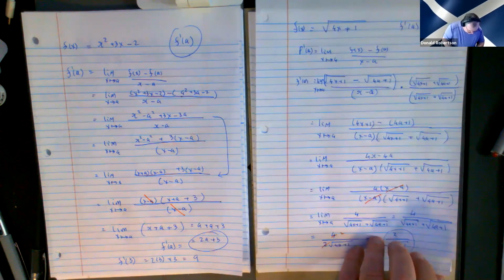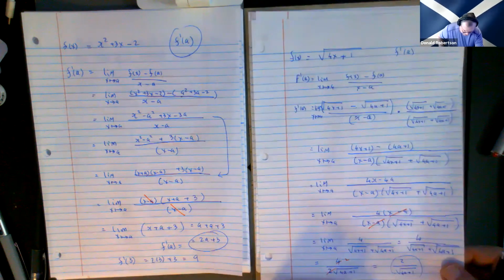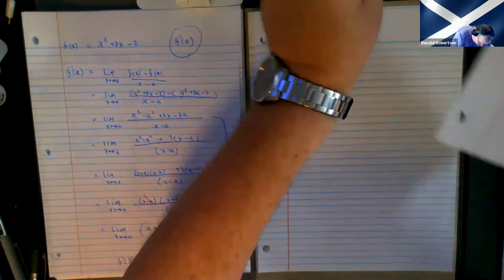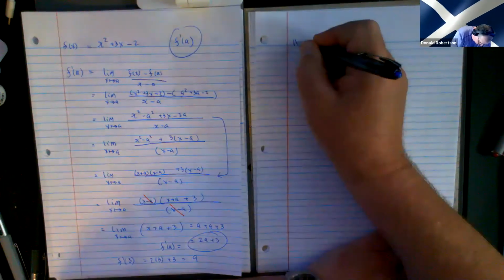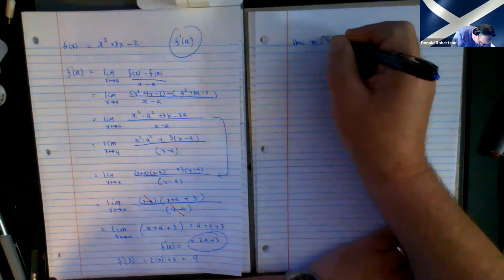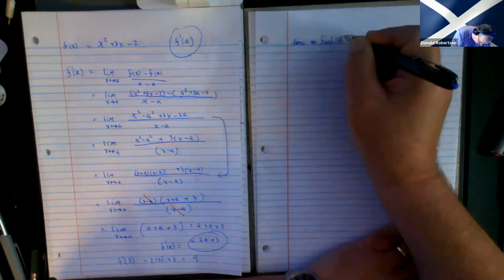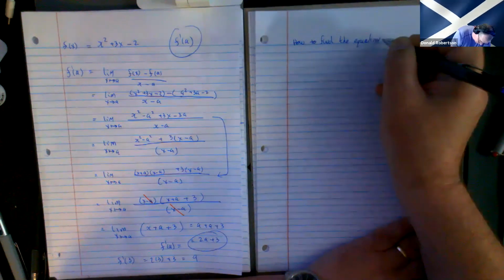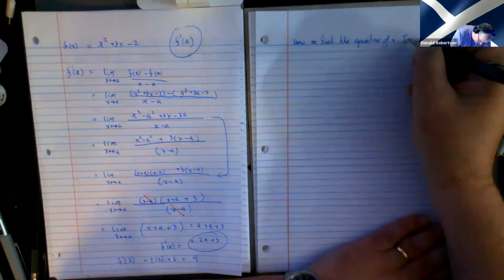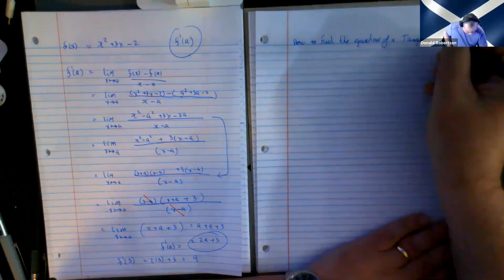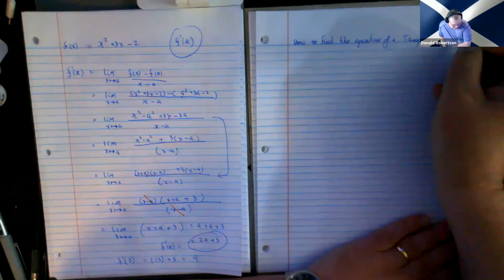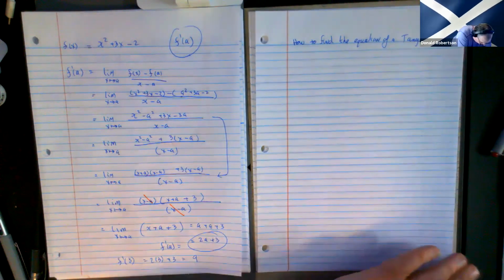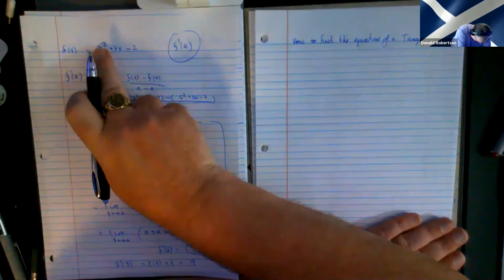So what we're going to do now is show you how to find the equation of a tangent line. There's quite a few questions in the homework where they ask you to find the equation of a tangent line. So let's show you what one would look like. I'm going to use this guy, that way I can save some time.